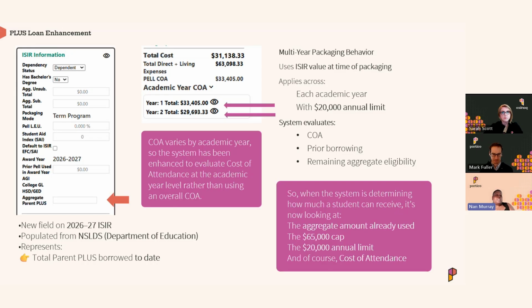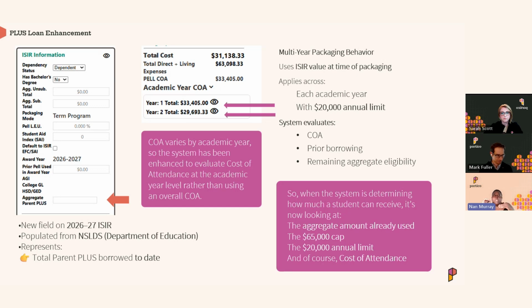Also, for multi-year packaging behavior, you will see that for your academic year COA, your limits annually is 20,000. And of course, it cannot exceed your COA. So what does that mean? Now the system is going to assist you in applying your plus loans. And that means it is going to look at one, how much did you already use in plus loans, which is coming in from the ICER. So that's a no-brainer. It's coming into the system. It's telling us that information.